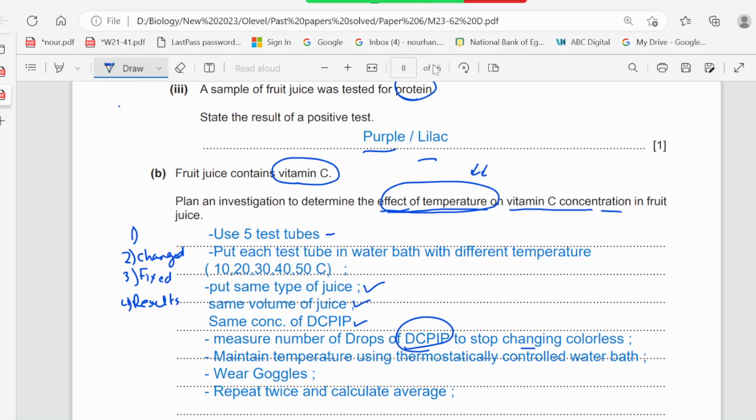You will put the juice in different temperatures, but each temperature should be maintained. The temperature must stay at 10 degrees. Temperature stays at 20 degrees. So how are you going to maintain it? Number 5, the improvement: maintain the temperature using a thermostatically controlled water bath. And then the safety precaution: wear goggles, repeat twice, and calculate an average.